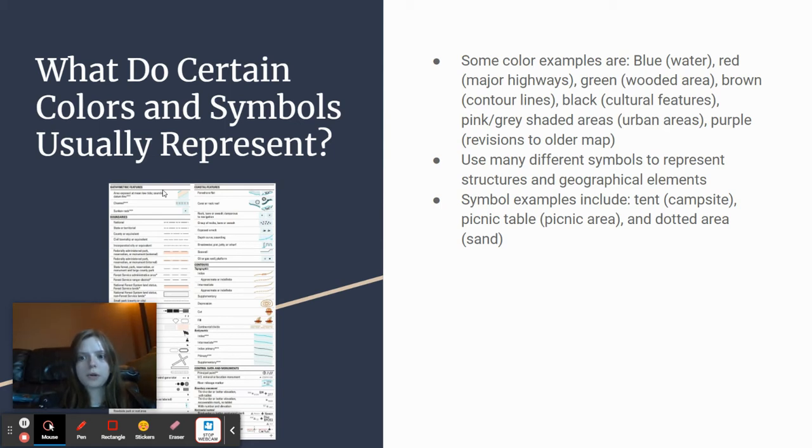We use black for cultural features, pink or gray shaded areas represent urban areas, and purple shaded areas represent revisions to older maps. We also use many different symbols to represent structures and geographical elements. Symbol examples include tents for campsites, picnic tables for picnic areas, and dotted areas for sand.